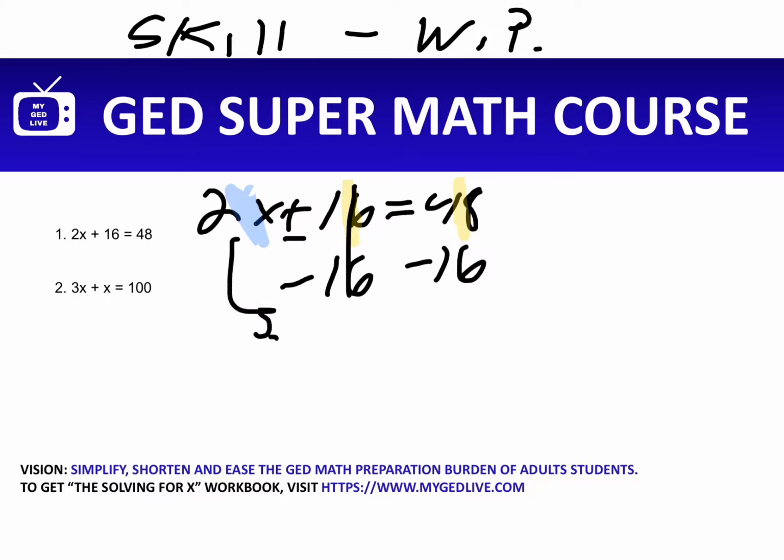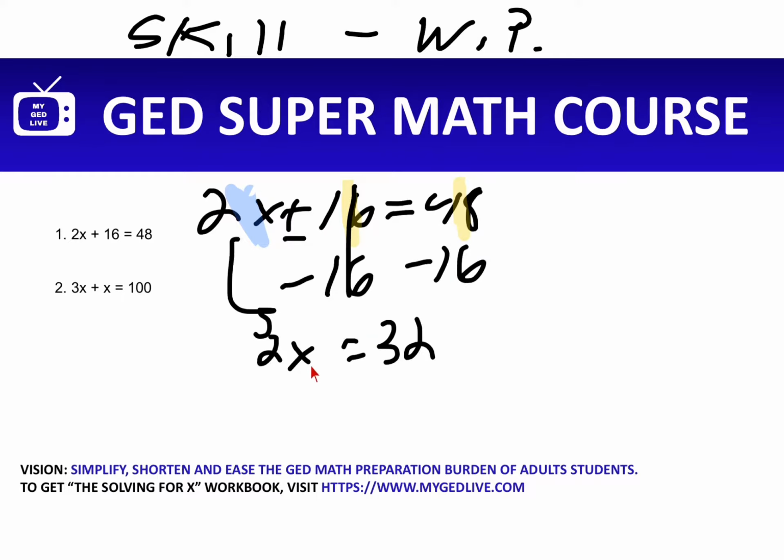We just drop that 2x down. And then 48 minus 16 is 32. Now, again, we're still doing the opposite. So we've combined the terms that are alike, and we've combined these two terms together, and we resulted in 32. And we did that by doing the opposite. This was positive 16, so we did minus 16.